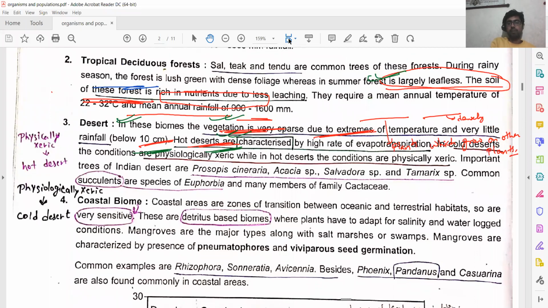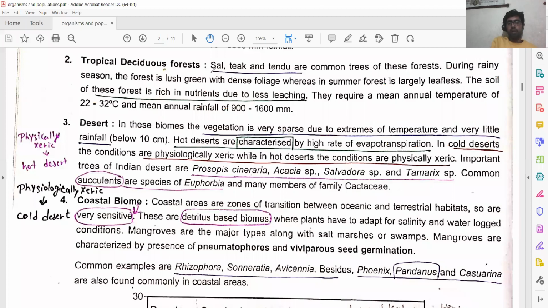Now coming next to tropical deciduous forest. Examples of the trees are important. Sal, teak, and tendu. Deciduous forest means they shed the leaves. Okay. So look at this. The forest is lush green with dense foliage. Foliage means leaves. Whereas in summer, forests are largely leafless.